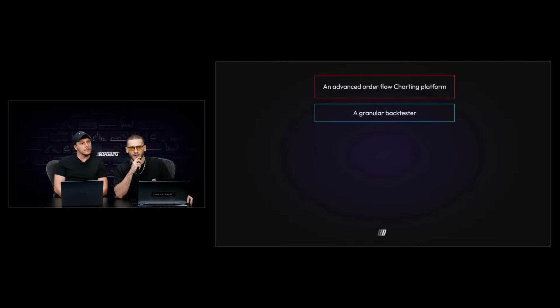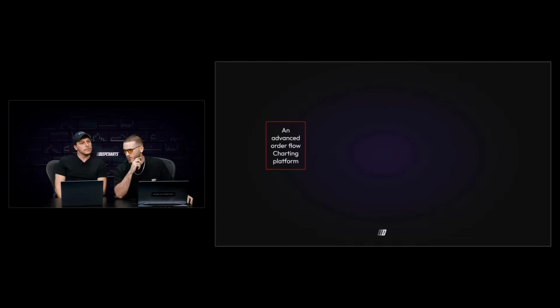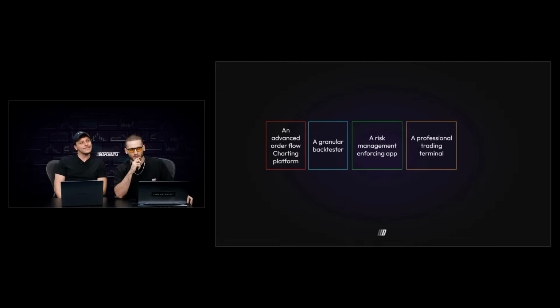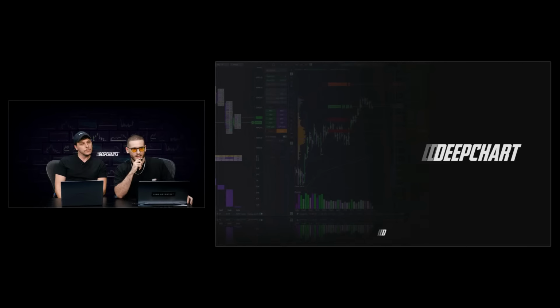An advanced order flow charting platform, a granular backtester, a risk management enforcing app, a professional trading terminal, an automated trading metric tracker. Are you getting it? These are not 5 different platforms. This is one single software. It's called Deepchart.